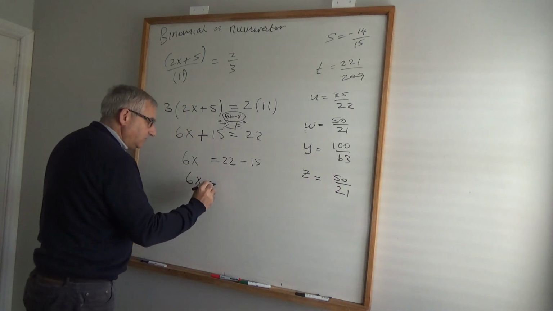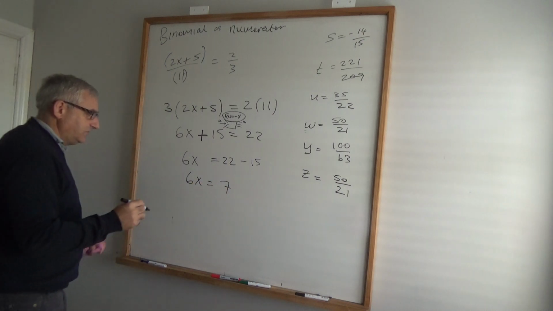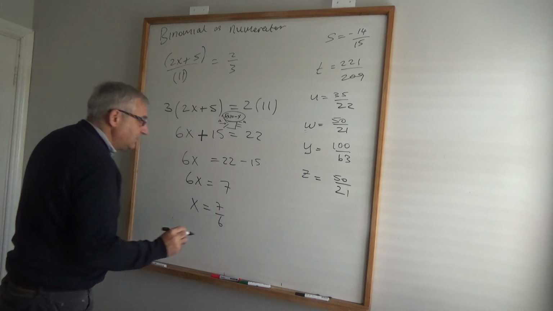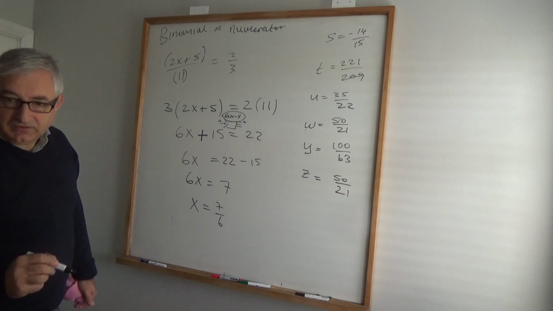Now 6x, 22 take 15 is 7. We might have said, oh, I hope it's 6 because it'll go in evenly, but it doesn't matter, it doesn't go in. Then 6x is equal to 7, so x is equal to 7 over 6, and that was the example.